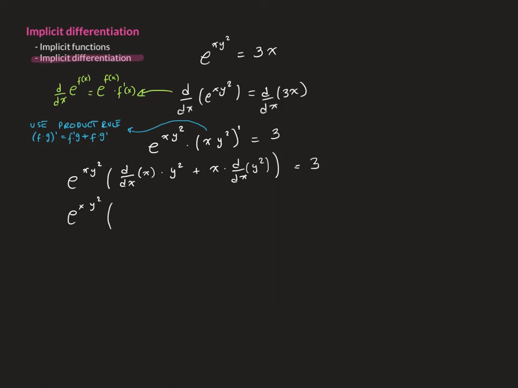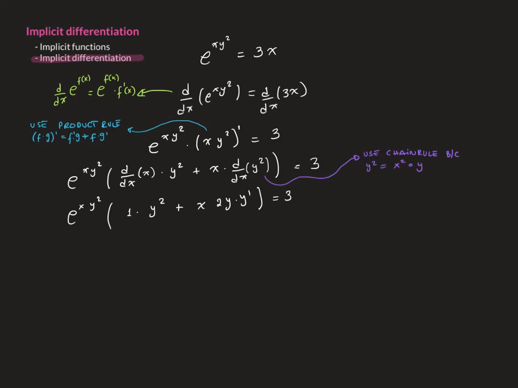Now this is equal to e power x y squared. Derivative of x we said is 1 times y squared plus x times derivative of y power 2 is going to be 2y y dash, 2y from the power rule times y dash because of chain rule, and then this is equal to 3.